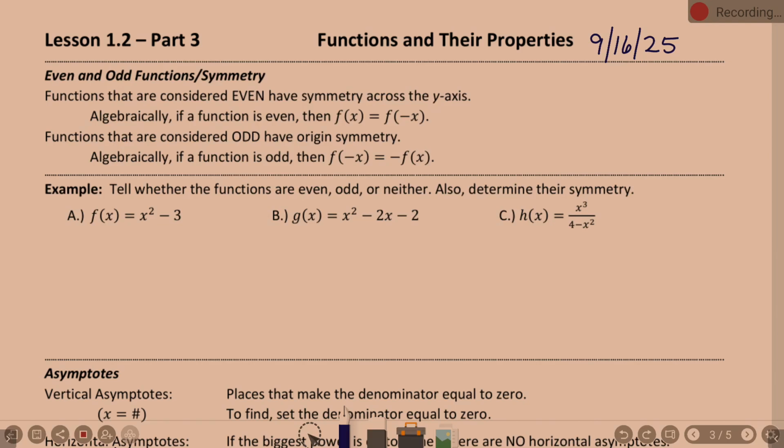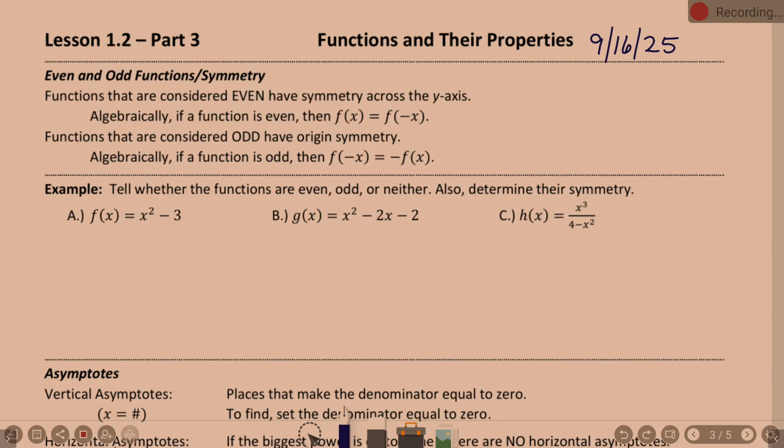So, our first topic is even and odd functions. And as we talk about even and odd functions, we'll talk about how they relate to symmetry. This is where I always struggle. I think maybe we talked about even and odd functions in Algebra 2. I feel like we did. Not sure. I'm not saying it was a strength, but I feel like we did at some point. Maybe not. I don't know.